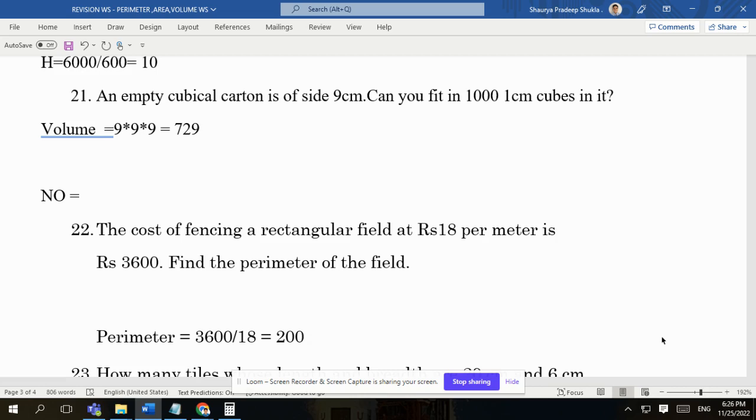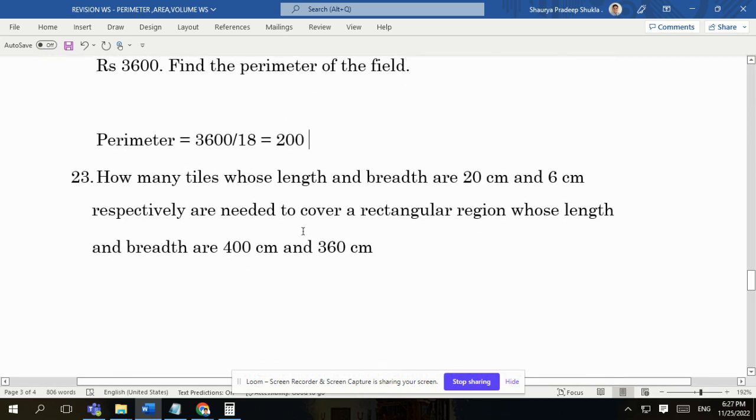No, that is also there. They can give you the length and then ask you to find the breadth, or find the area of that rectangle. Okay, let's go to the next problem.